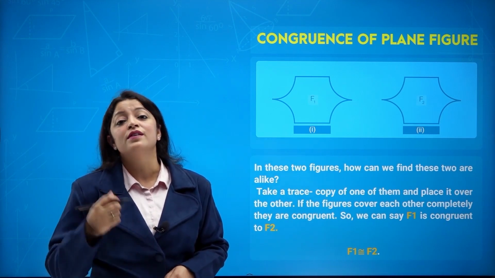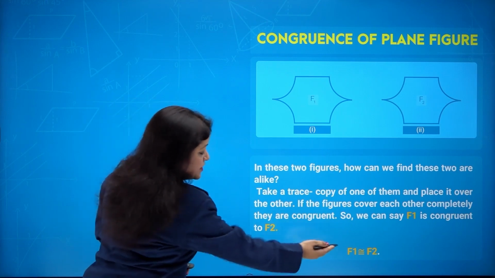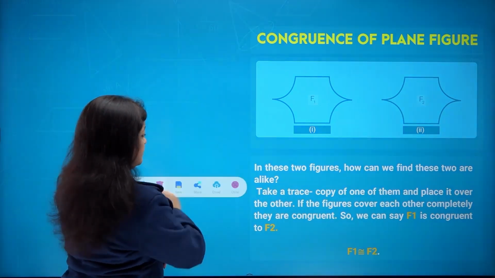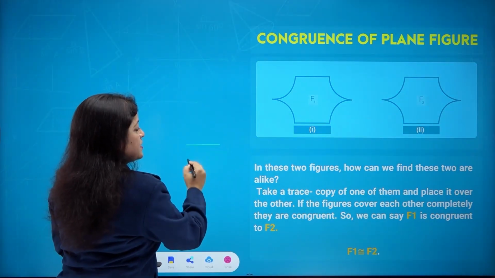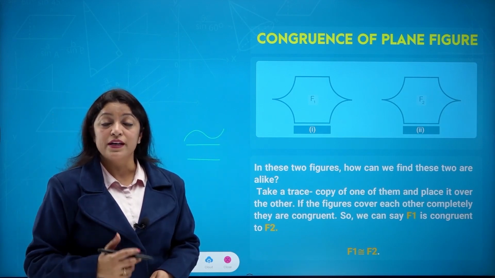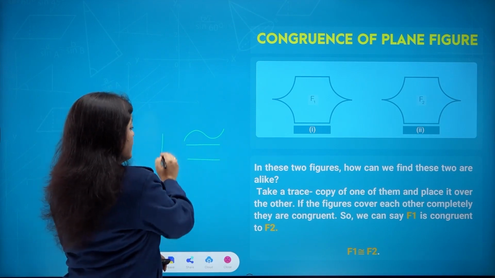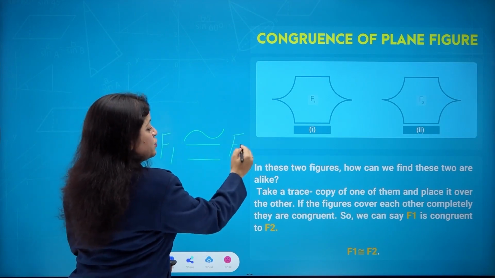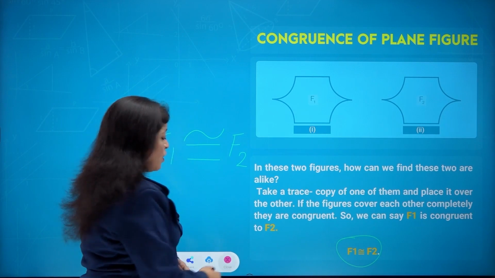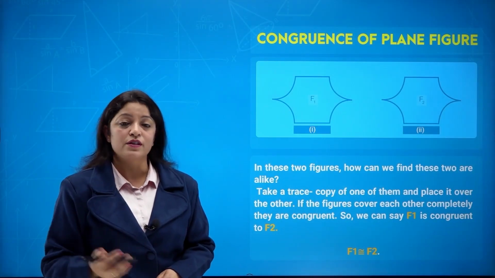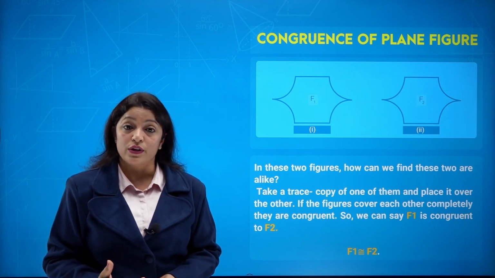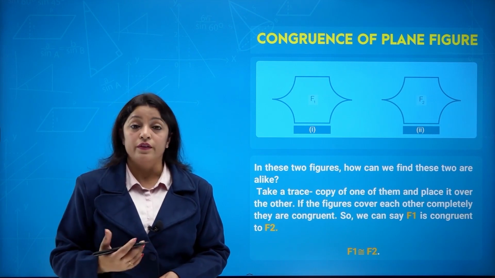And here we are introducing the symbol of congruence, an equal to sign with a wave over it. So the symbol for congruence is an equal to sign with a wave over it. If two objects are exactly of the same shape and size, we represent them as figure 1 is congruent to figure 2, as it is written over here. So this is about the congruence of any two objects. They may be plane figures, they may be 3D objects also. It's not necessary that they be plane; like two circles are congruent if their radii are equal, right?